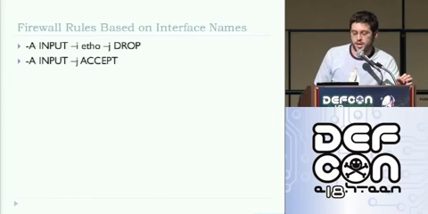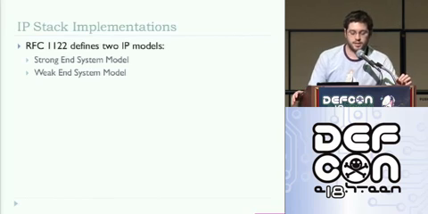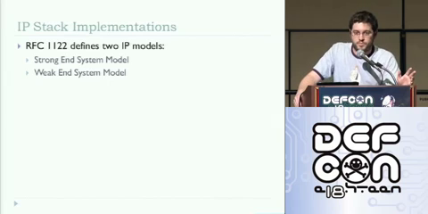And where this comes back to bite us is when you look at how the underlying operating system on the router handles IP packets. So RFC 1122 defines 2 models for implementing an IP stack. The first is the strong model, and the second is the weak model. Which do you think is better?